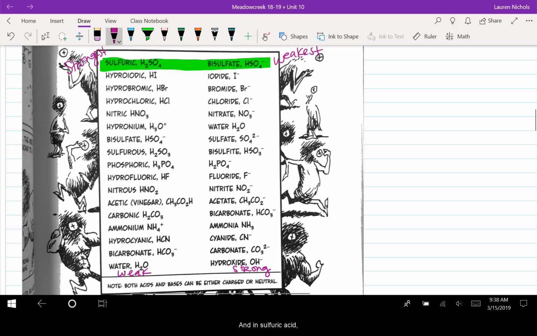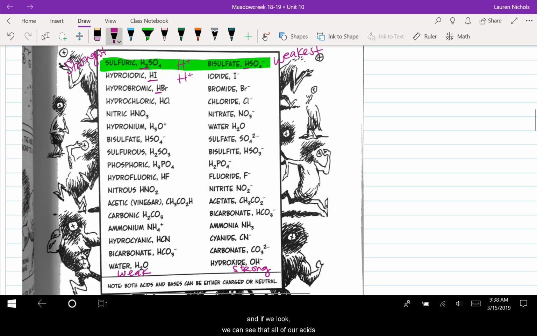In sulfuric acid, there are 2 hydrogens, and in bisulfate, there is only 1 hydrogen. So the difference is H+. And if we look at the second one, hydroiodic, it's a really friendly acid. It likes to say hi. That's just a little fun little joke there for you. Hydroiodic acid and iodide are different only by a hydrogen. Hydroiodic has 1 hydrogen, iodide has no hydrogens. So again, H+ is the difference.